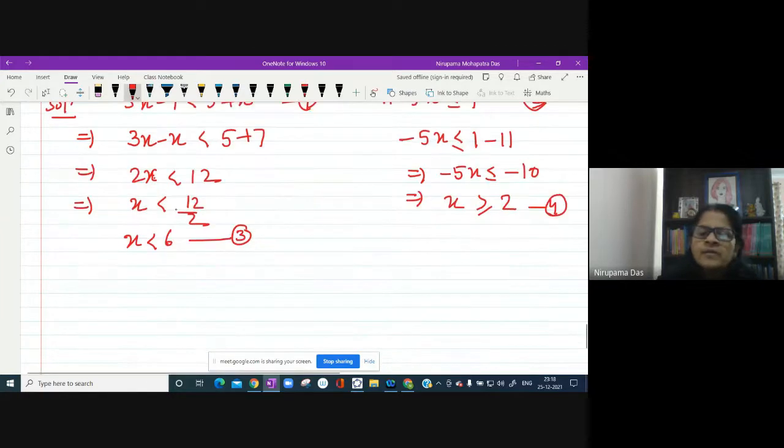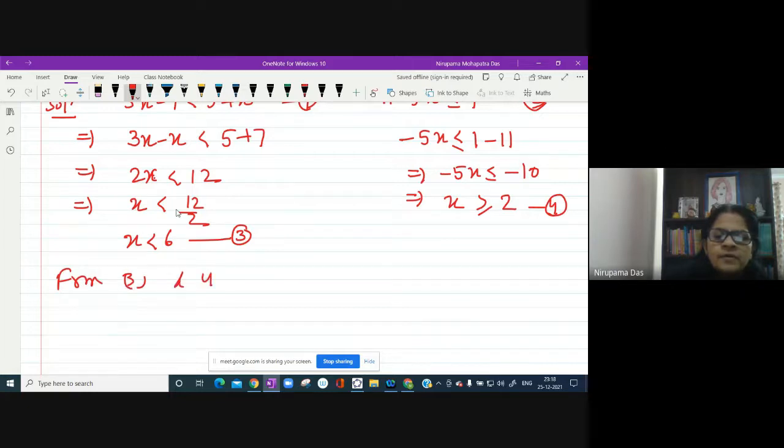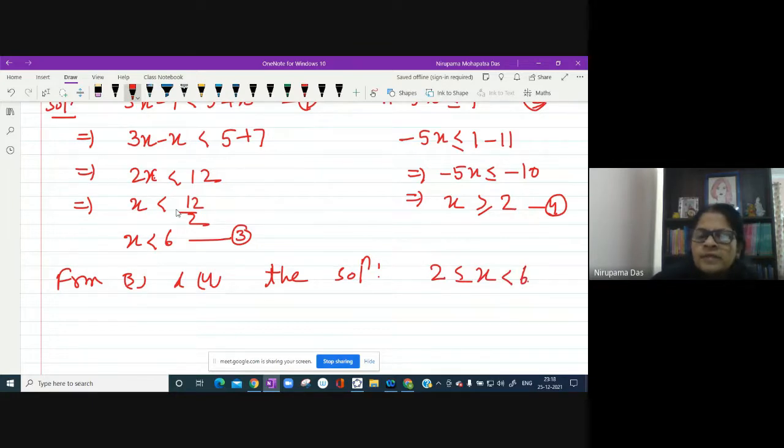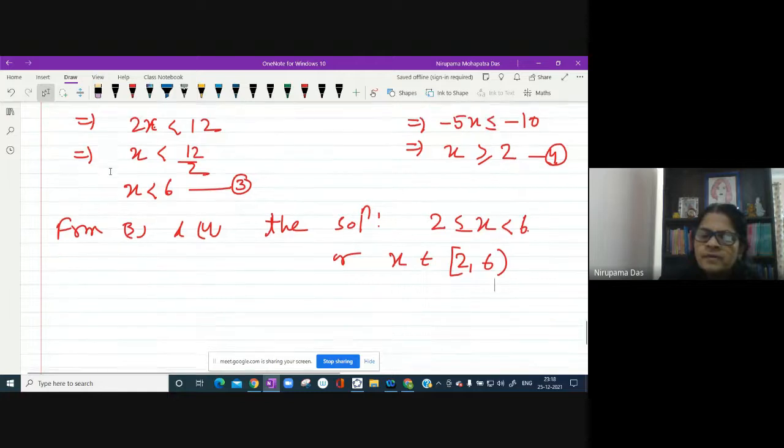So you can combine 3 and 4, because whenever we are given 2 inequalities, we solve them separately and we take the common solution, the common portion. So x less than 6, x greater than or equal to 2. So from 3 and 4, the solution is 2 less than or equal to x less than 6. Okay, or you can say x belongs to [2, 6), 2 closed, 6 open.